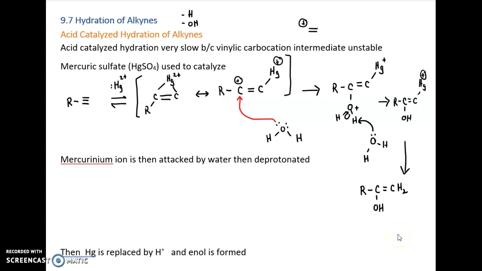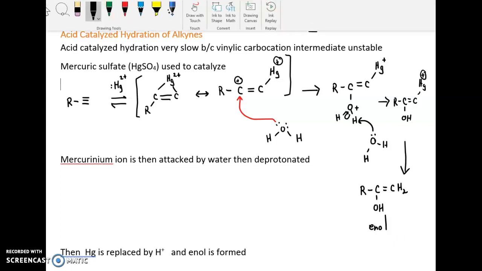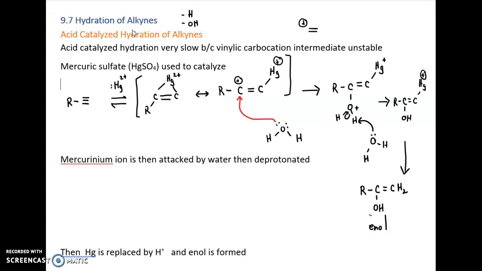The structure I've just drawn is called an enol. I'm going to get some different colors in here. We have a hydroxy group attached to a carbon that's double bonded. That's not stable. That is not going to stay like that. It's going to convert into a ketone.